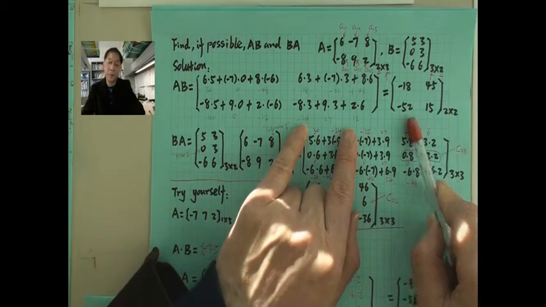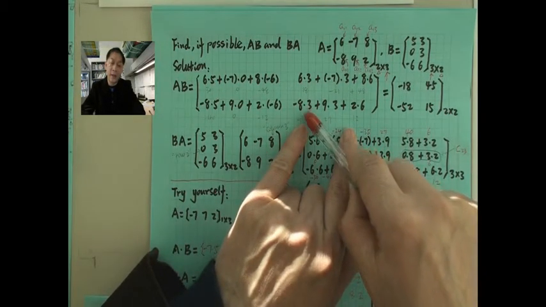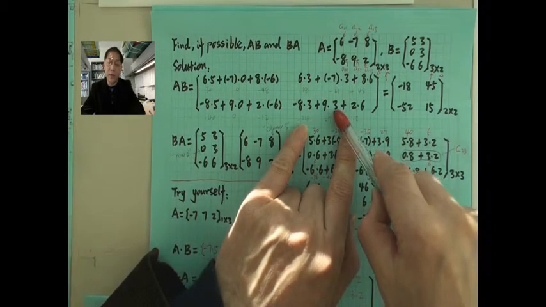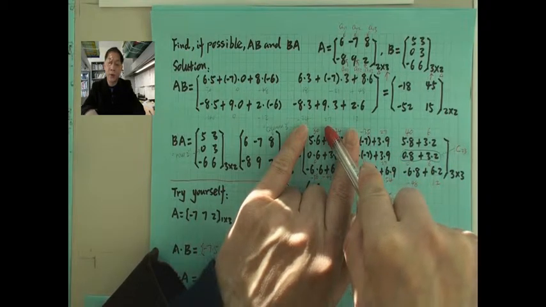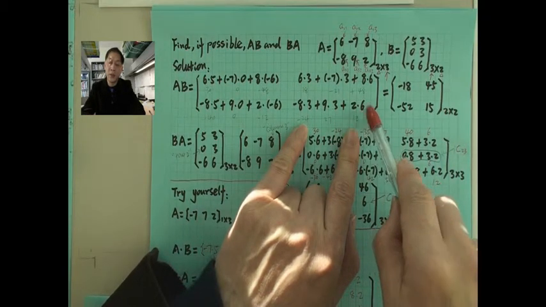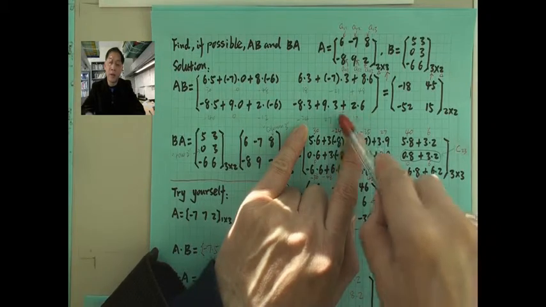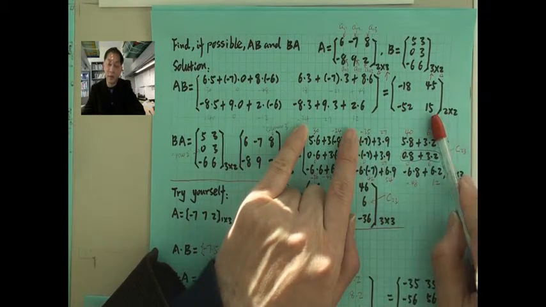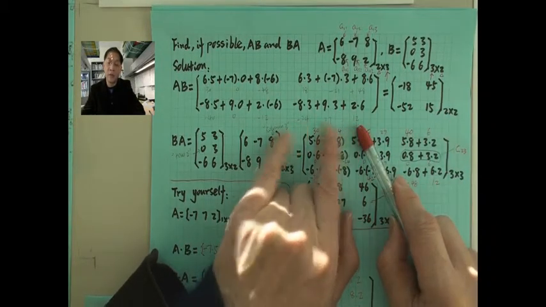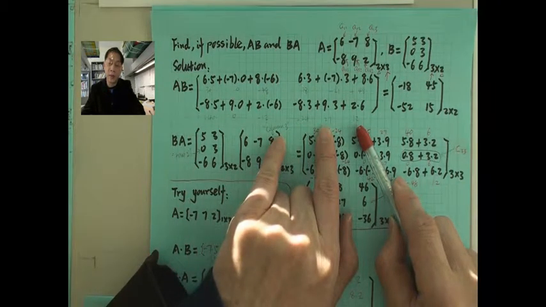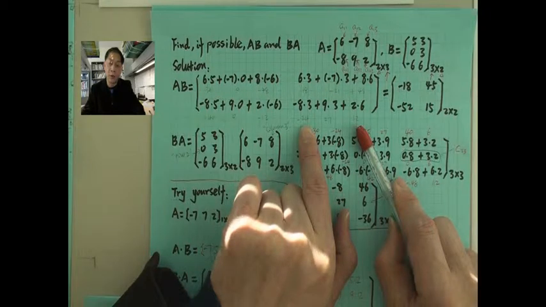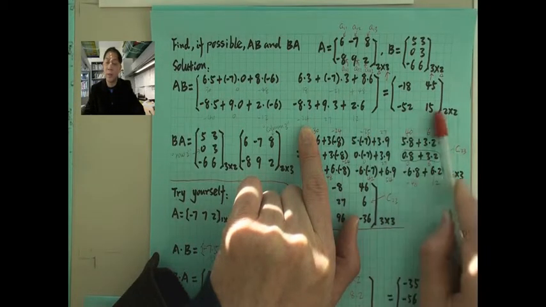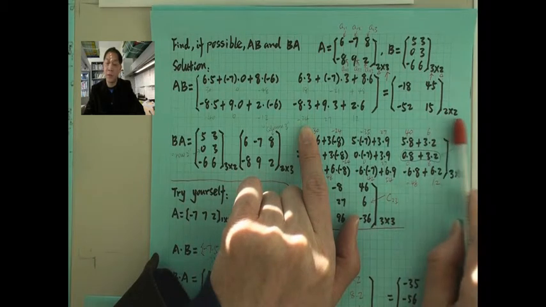The last one, 3, negative 8, negative 24, 3, 9, 27, 2, 6, 12. Add all together, positive 15. 12 plus 27 is 39. 39 minus 24 is 15. Okay, put right here. So you end up with 2 by 2.